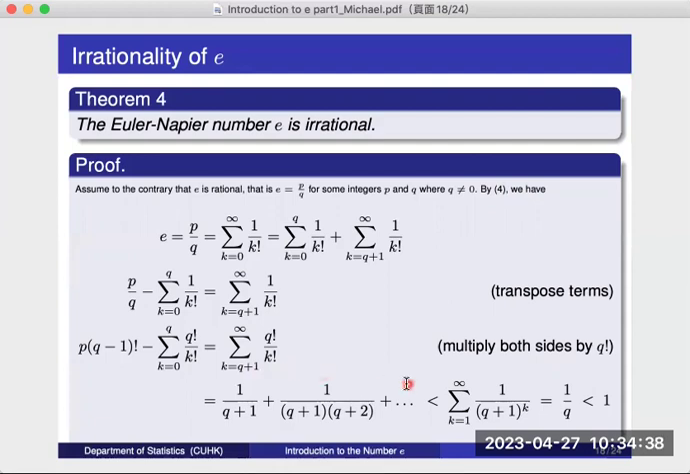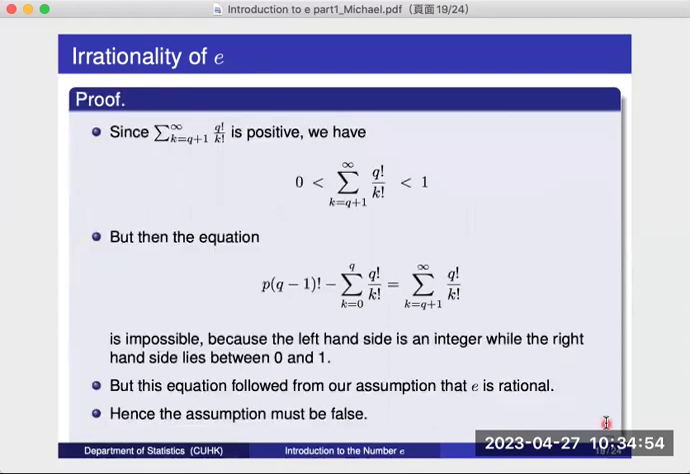We can simplify this by noticing that the sum from k equals q plus 1 to infinity of q factorial over k factorial is less than the sum from k equals 1 to infinity of 1 over q to the k, which is less than 1 over q and less than 1. We also notice that the sum from k equals q plus 1 to infinity of q factorial over k factorial is positive, and it is also less than 1.